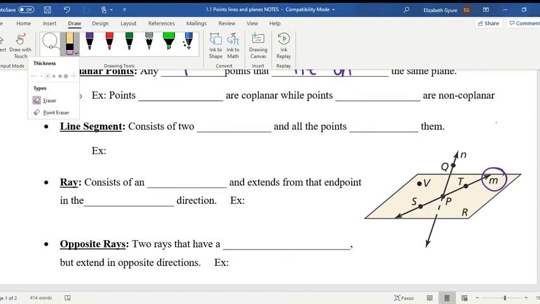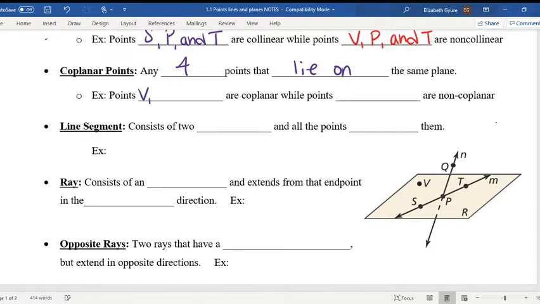So I'm going to go with points V, T, P, and S are coplanar, while points blank are non-coplanar. Note, for things to be non-coplanar, that means a flat surface could not possibly connect them.